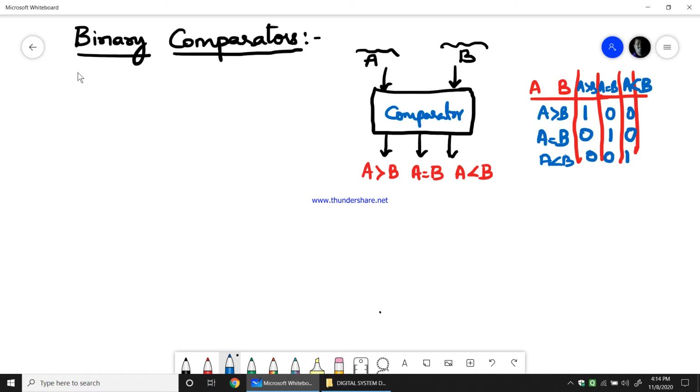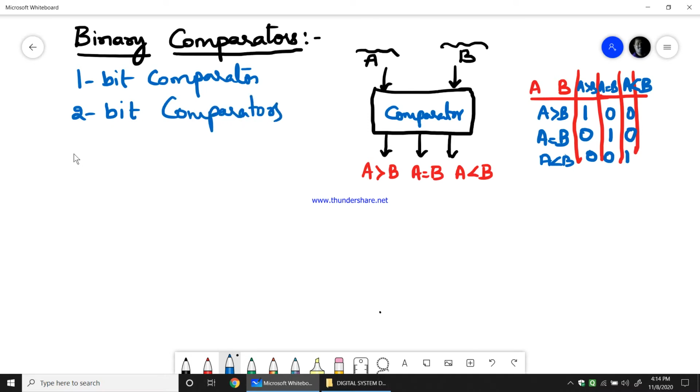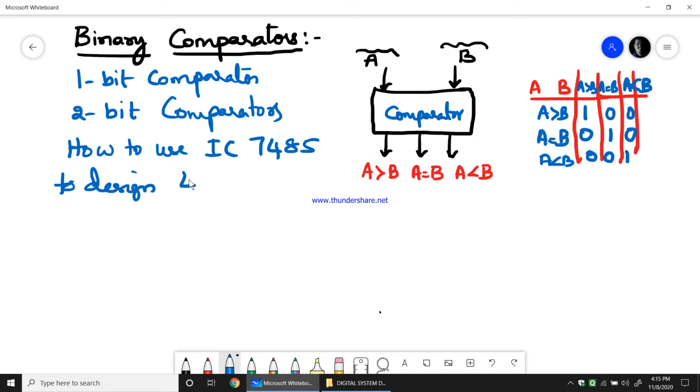Now we will have a 1-bit comparator, and we can have 2-bit comparators. Then we'll learn how to use IC 7485, which is the IC used for comparators, to design 4-bit comparators and 8-bit comparators.